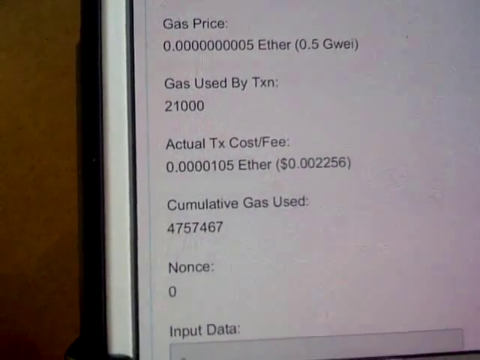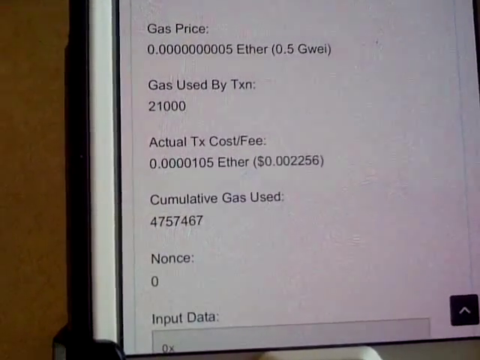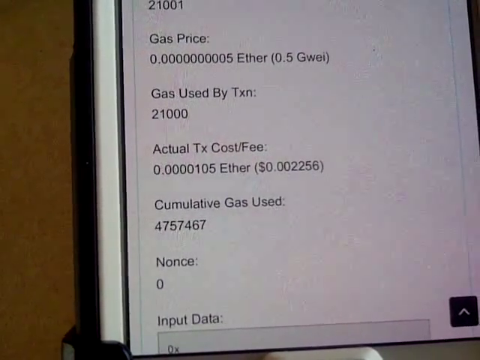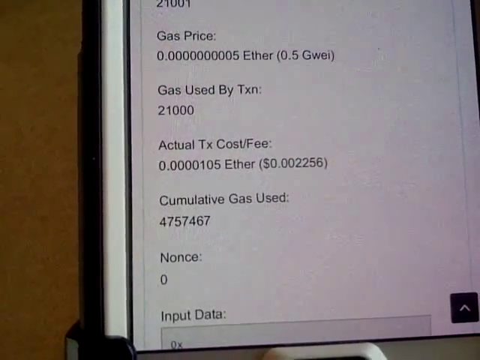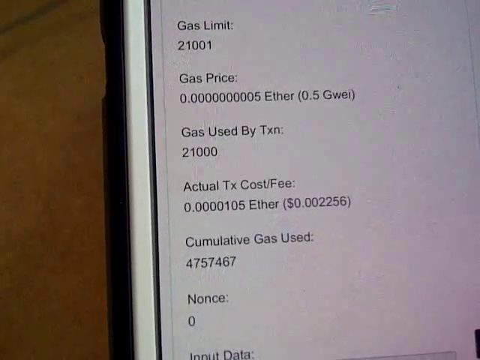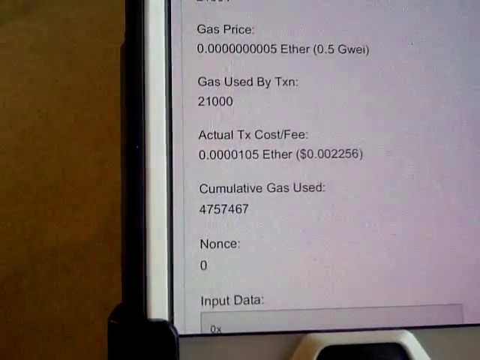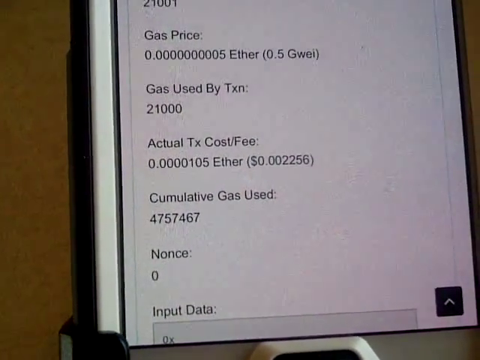Anyways, let me get back home and I'll explain that a little bit better. I think this whole gas thing, calculating the cost of gas and the gas limit and everything, is really confusing. Anyways, let me cut out and I'll cut back in later.